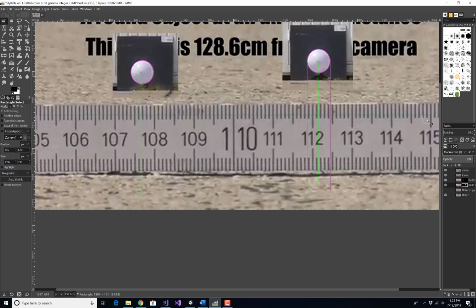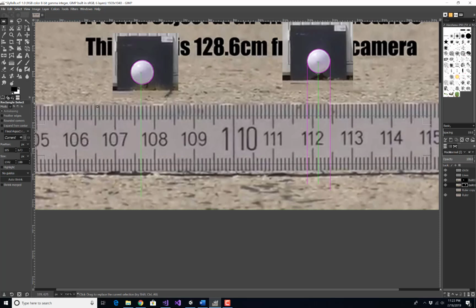I don't know if you can read that on the video, but right on the bottom of my screen it should say how wide this rectangle is, and I got 1592. So from the 105 to the 115 on the ruler is 1592 pixels, and that is 10 centimeters. So 10 centimeters is 1592 pixels.